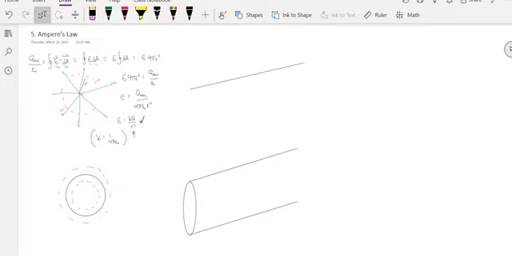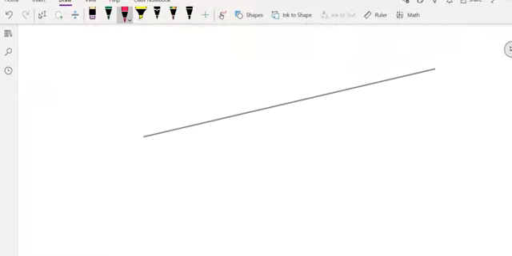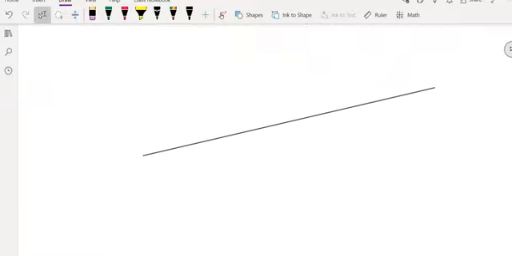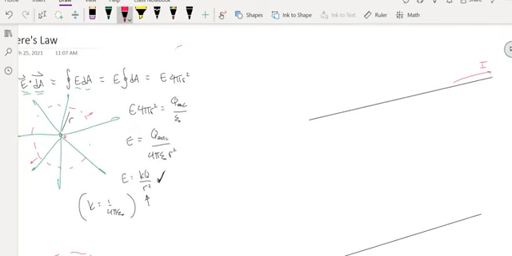Ampere's law is a way to more easily express the strength of magnetic fields when electric currents have some geometric conveniences. So here's a straight current-carrying wire, and it carries current this way. Ampere's law is very similar in structure. Here's Gauss's: the surface integral of E dot dA is Q enclosed over epsilon naught.